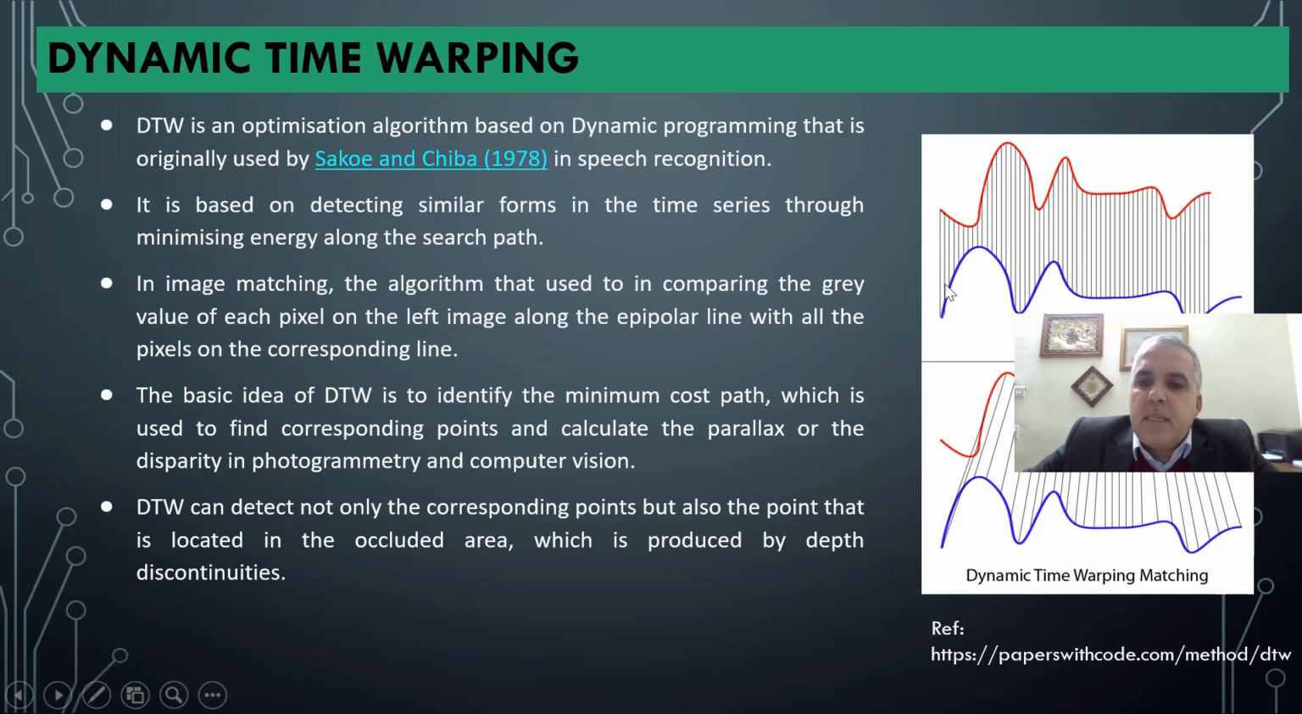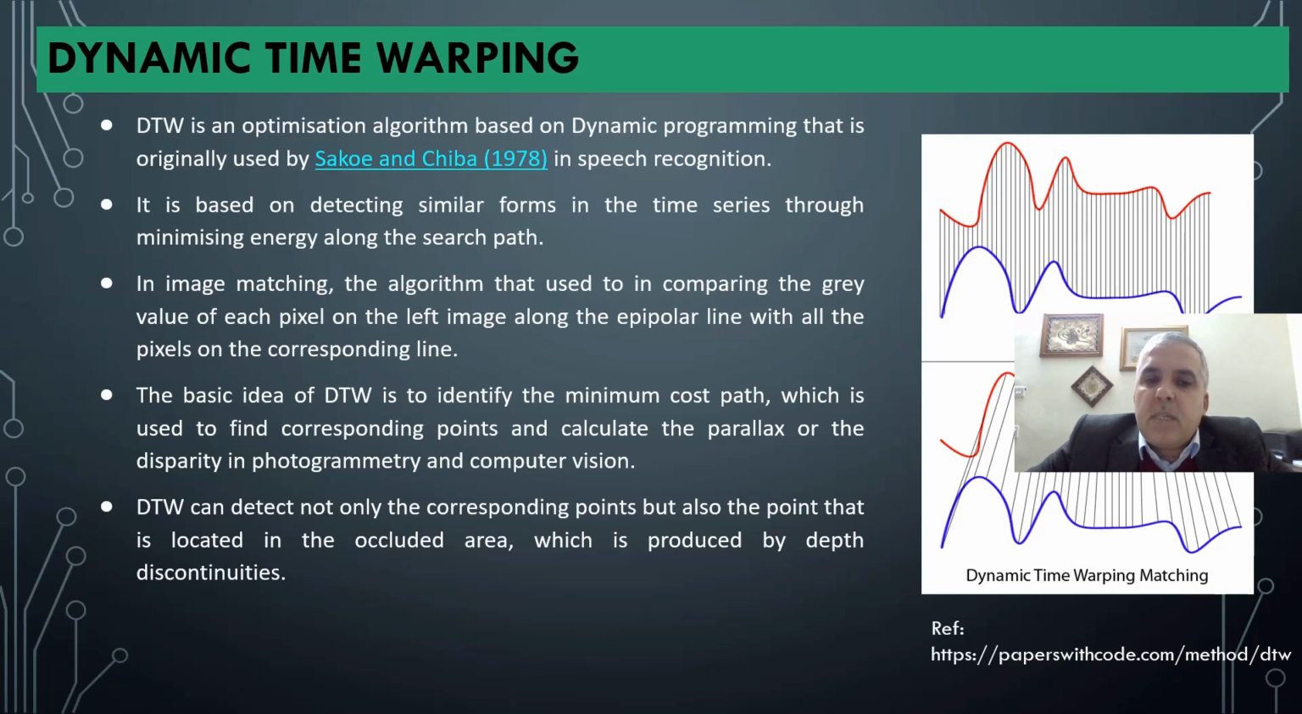For example, here this Euclidean matching, as you can see here, is just matching the sequence of numbers or the time series. But here it will search for the similar or minimum based on the minimum cost and then find the solution. It has been shown that it's very effective.